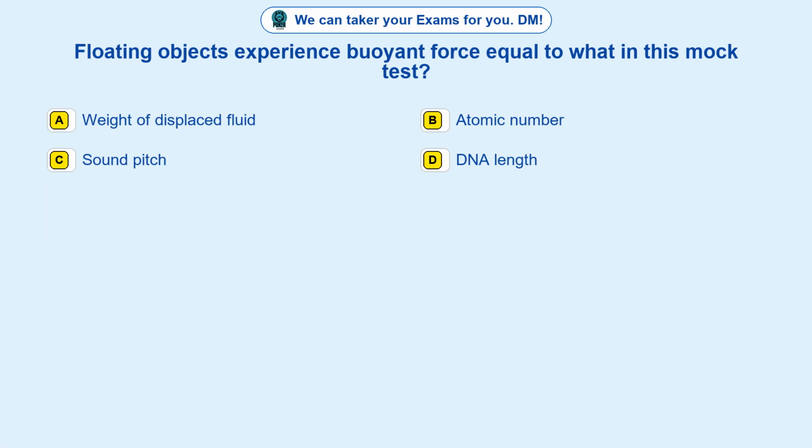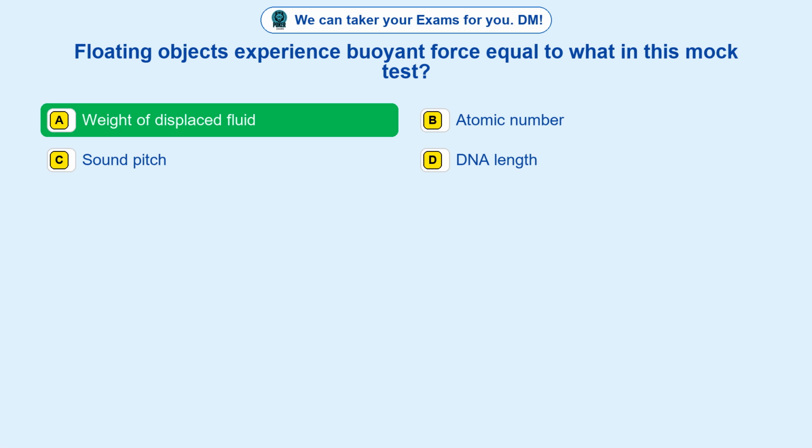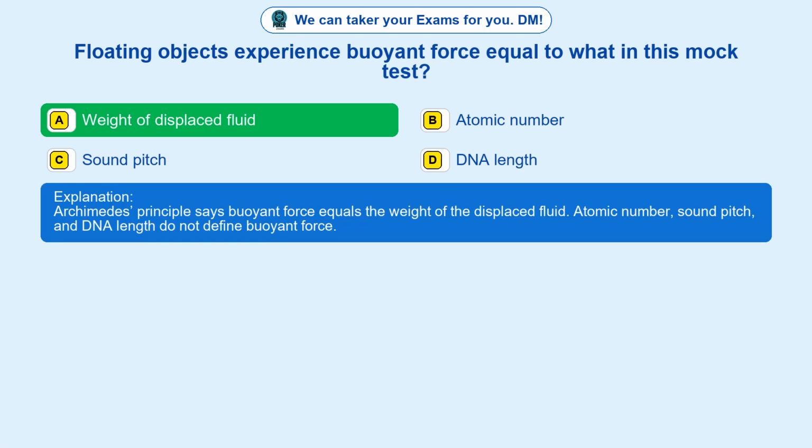Question 80. Floating objects experience buoyant force equal to what in this mock test? Option A, weight of displaced fluid. Option B, atomic number. Option C, sound pitch. Option D, DNA length. The correct answer is option A. Weight of displaced fluid. Archimedes' principle says buoyant force equals the weight of the displaced fluid. Atomic number, sound pitch, and DNA length do not define buoyant force.